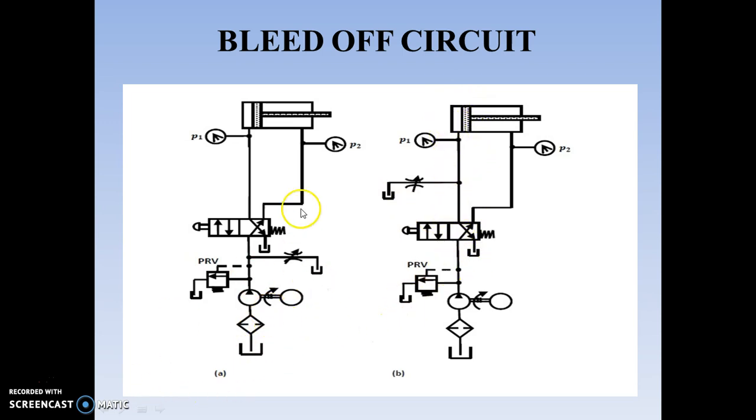So here in circuit A we are seeing a bleed off circuit. This is the bleed off circuit. That means bleed off circuit is nothing but an additional line passing through a flow control valve.